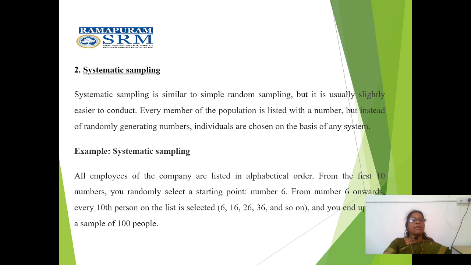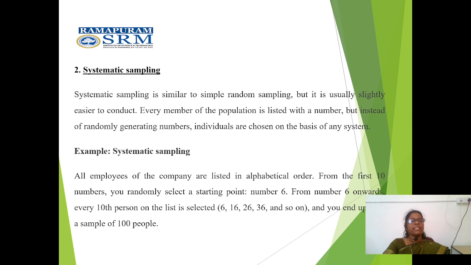Second one, systematic sampling. Systematic sampling is similar to simple random sampling, but it is usually slightly easier to conduct. Every member of the population is listed with a number, but instead of randomly generating numbers, individuals are chosen on the basis of any system here.